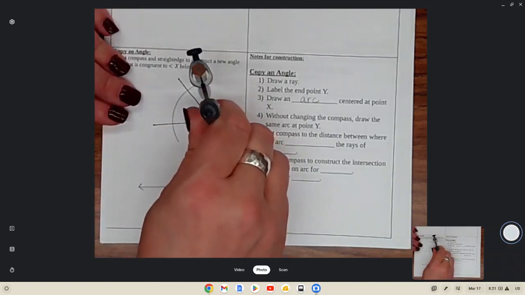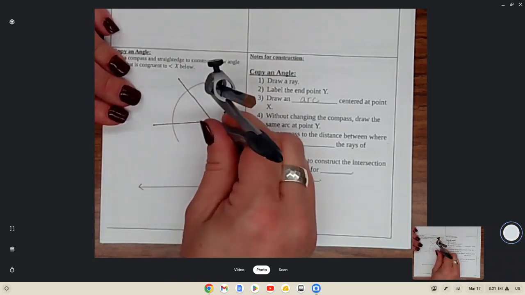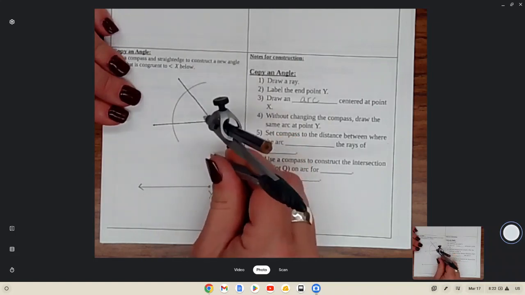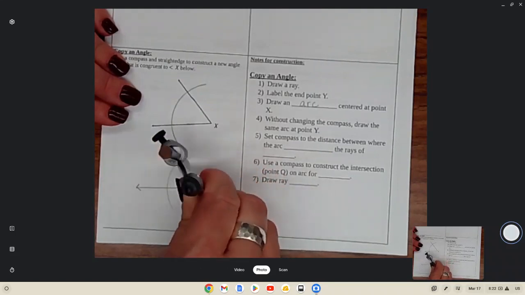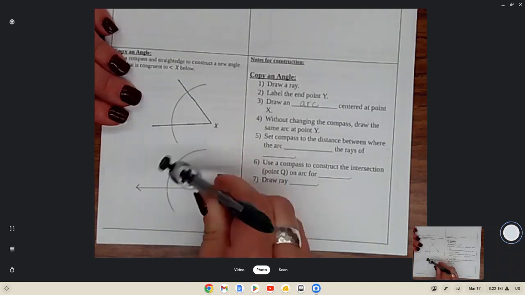Now I'm not going to change my compass. I want it open the same amount, and I'm going to come down. I'm going to put the pin on Y. Point Y, I'm going to draw the same arc. So down here on Y, if you move your compass, just go back up to your original arc and put it to the right distance there, okay?